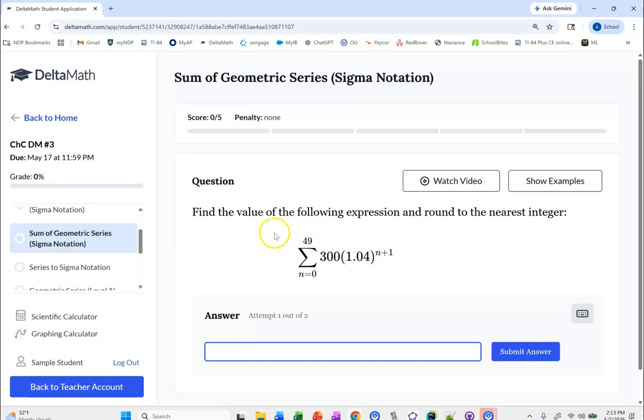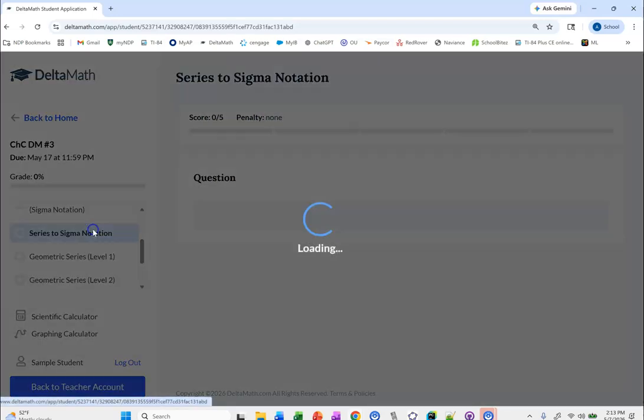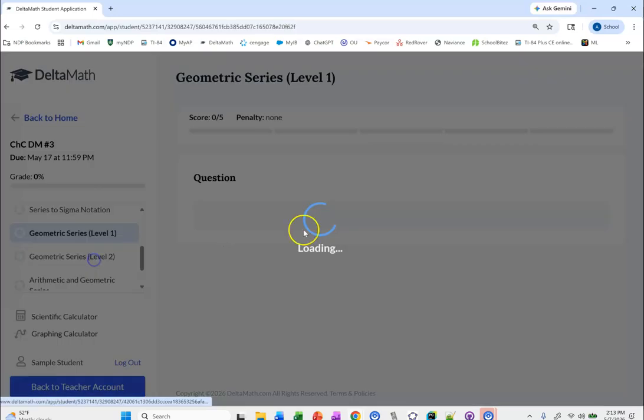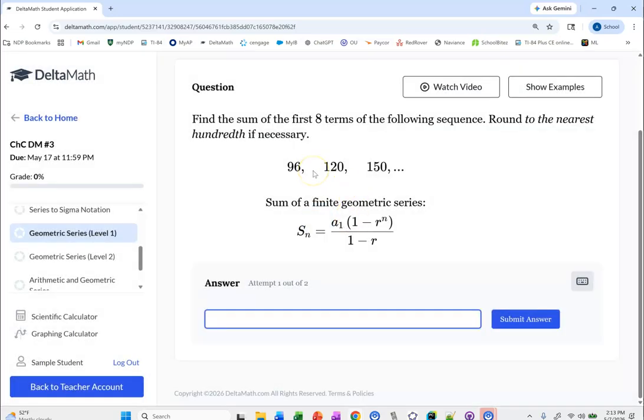Same idea here with geometric series. Here it's going to ask you to take a series and convert it to sigma notation, just like we practiced. Here we're calculating a geometric series. It gives you the first couple of terms and then asks you to find the sum of the first 8 terms. So write the explicit formula. You don't even need to plug 8 in to find a term, because you have the first term and you have the n. So you just plug it into the formula. There's nothing more to it than that.